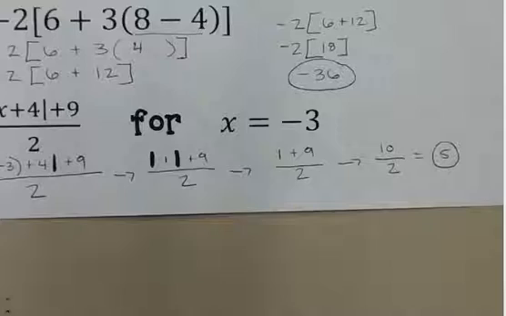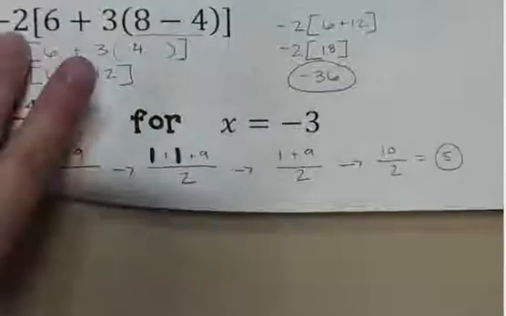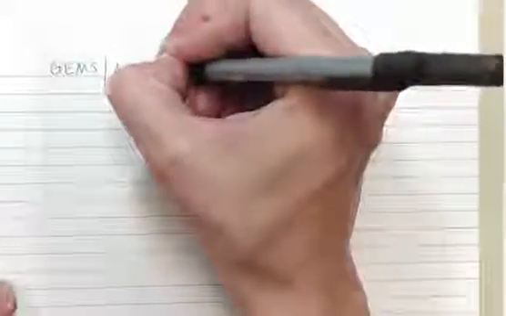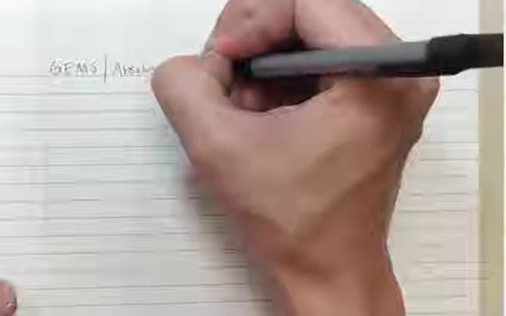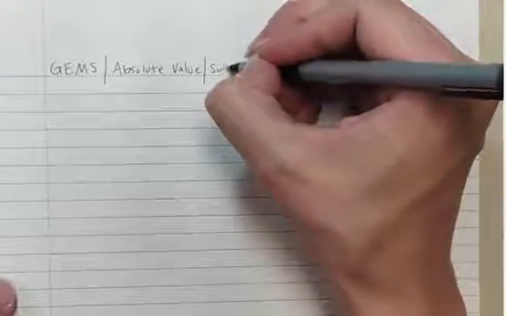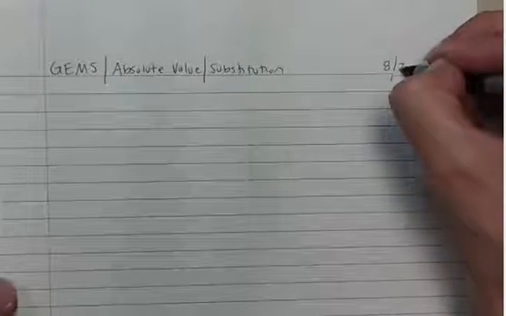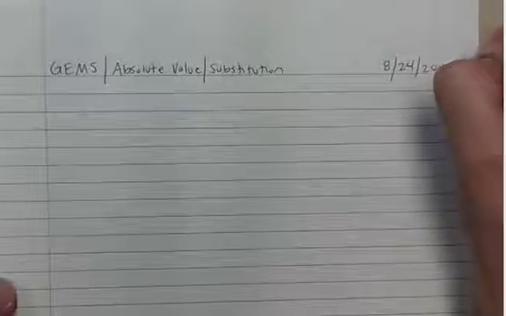So what I want you to do is, on the next page of your journal, go ahead and head it GEMS / absolute value / substitution. And today is August 24th, 2016. And this is going to be page 3 in my journal.